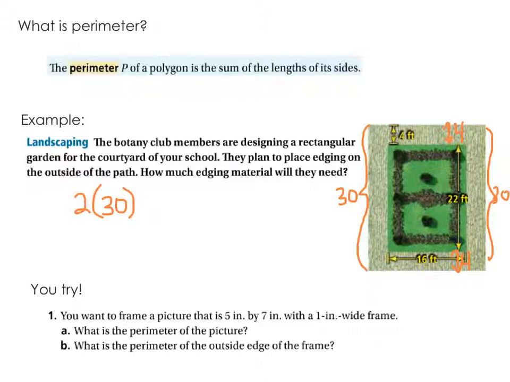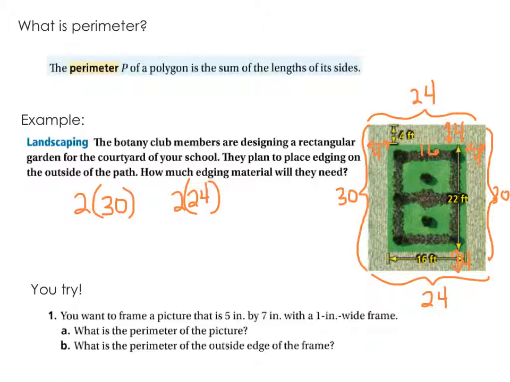Now looking at my width, again the width was 16. I'm going to use the width up here, 16. And I have to include my path on the right, which is 4, and my path on the left, which is also 4 feet. So 16 plus 4 plus 4 gives me 24. And again, I have that twice because I have that width on top, 24, and I have the width on bottom, 24. So I'm going to multiply that by 2.